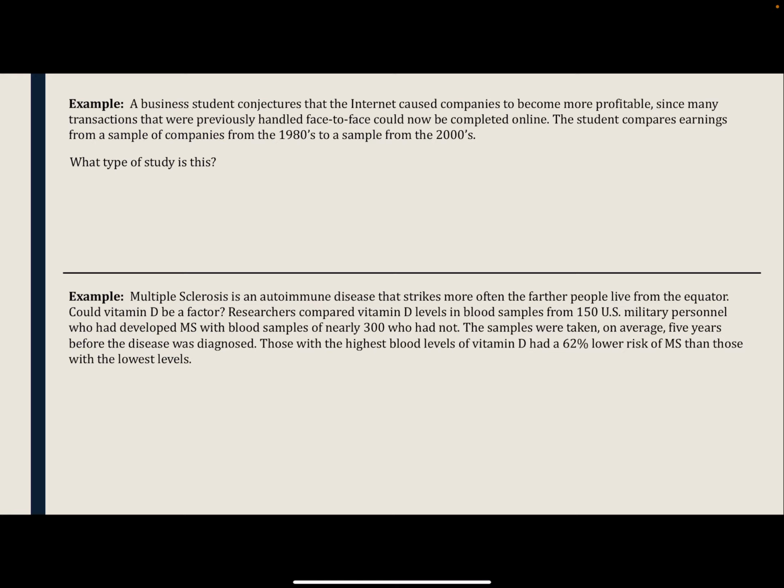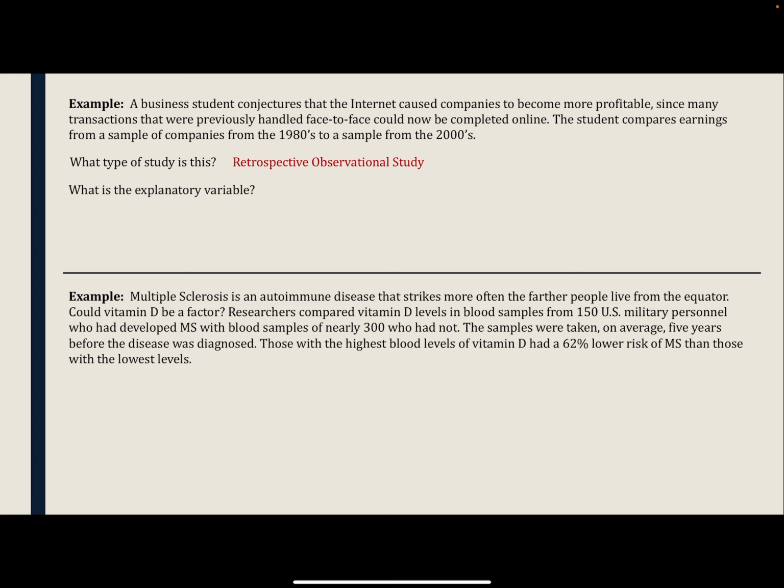Well, notice that the student is collecting data from companies from the 1980s and 2000s, meaning that the data already exists. So this is a retrospective observational study. What's the explanatory variable of this study? Be careful here. I see some students who get this incorrect because they'll say it's the internet. The internet is not the explanatory variable. In fact, I would say that the internet that the student is looking at, well, there's only one internet, but that's what I mean, is the lurking variable underneath.